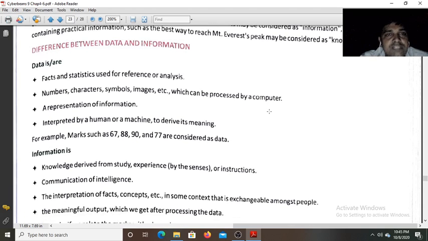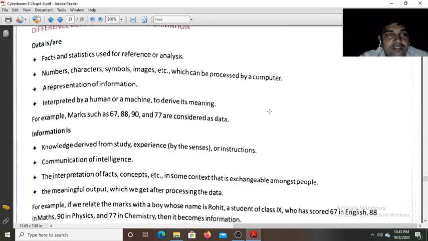So what is the difference between data and information? See, data are facts and statistics used for reference or analysis. So data is the facts and statistics. Statistics means, if you want to count the number of persons in your city having a car, that is the statistics.